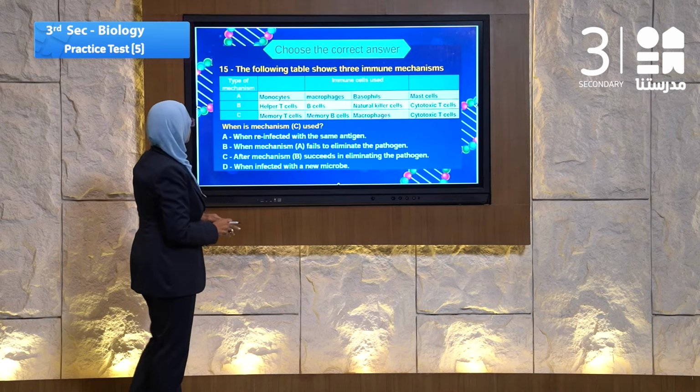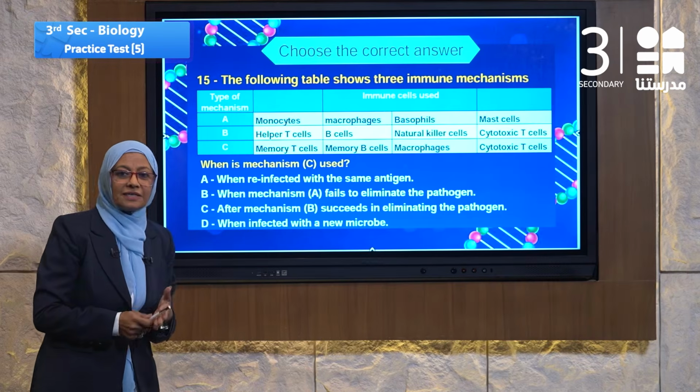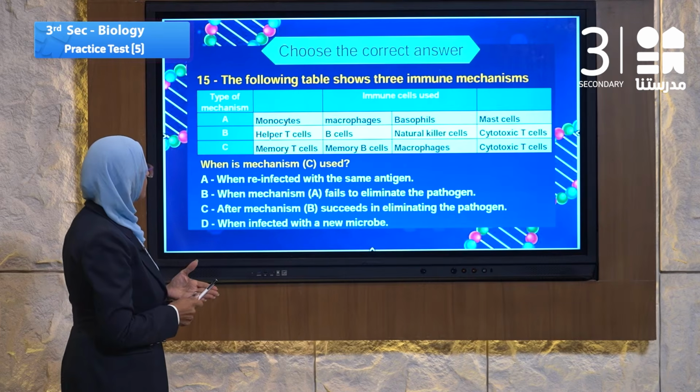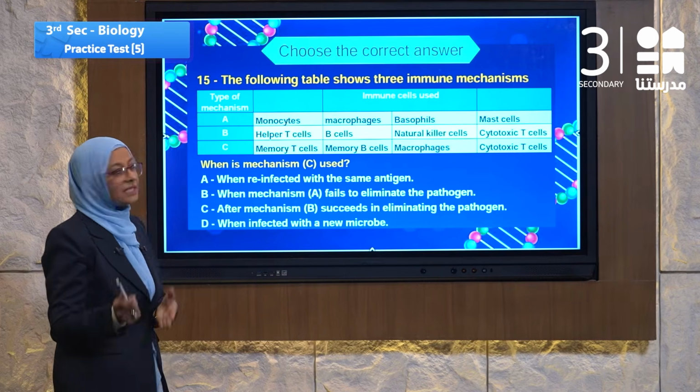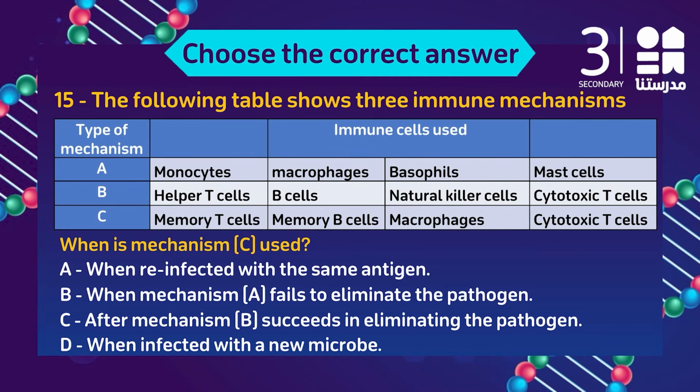Let's go to question number 15. Question number 15 speaks about immunity again, immunity against infection. Let's read the question. The following table shows 3 immune mechanisms, A and B and C. A, monocytes, macrophage, basophil, mast cell. Here, the person has a defense line. That's the second defense line.